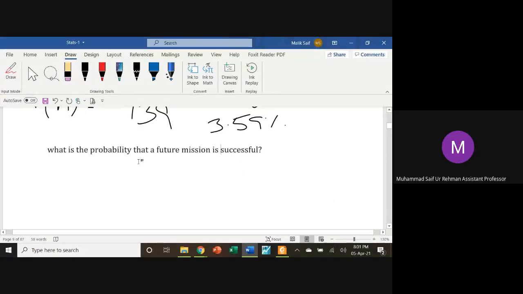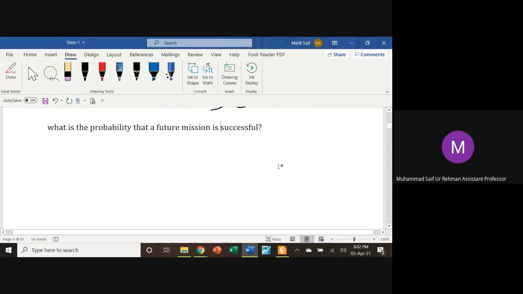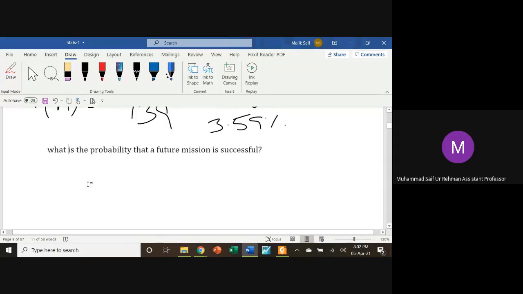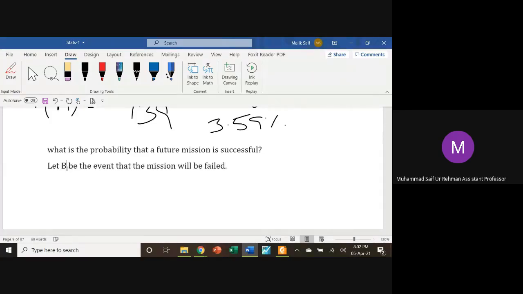What is the probability that a future mission is successful? So now how will you find out the probability for this? You will write down, first of all, let. In this case, you may again define the event with A, or you may write it down as let B be the event that the mission will be successful.